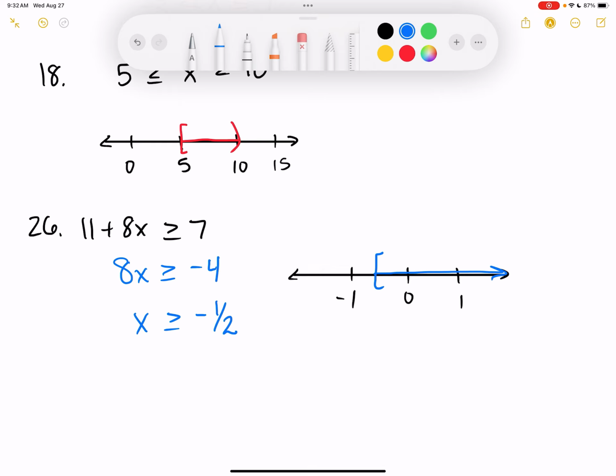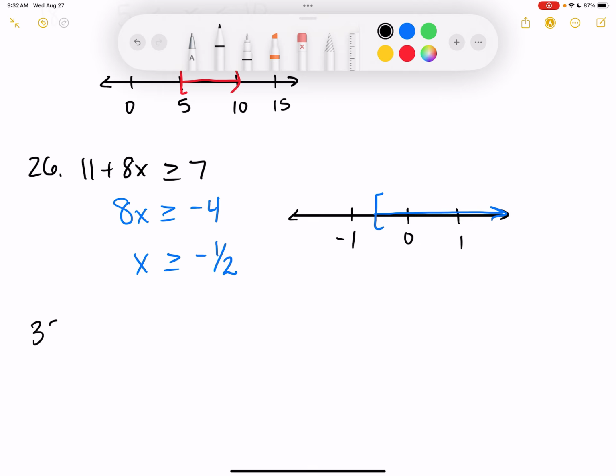32. 18 plus 2x is less than or equal to 9x plus 4. All right, so I would move the numbers to the right and then the variables to the left, because ultimately I want my variables on the left. So that's going to give me negative 7x on the left is less than or equal to negative 14 on the right.